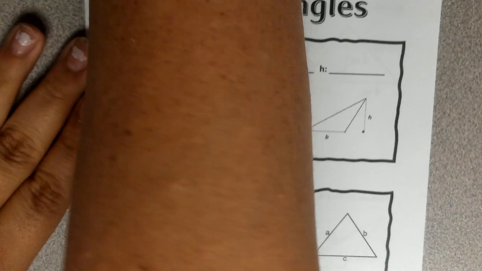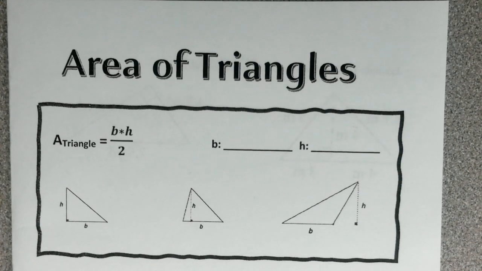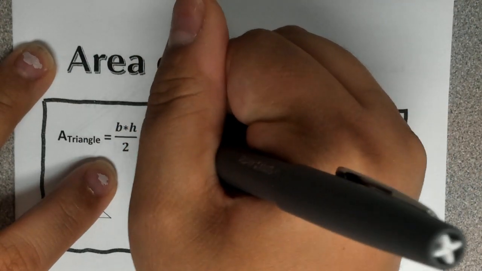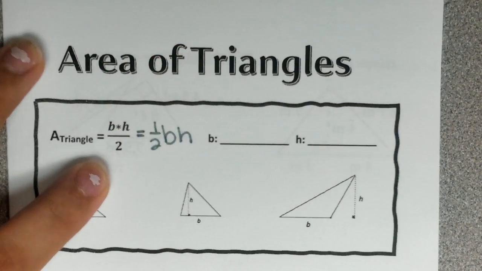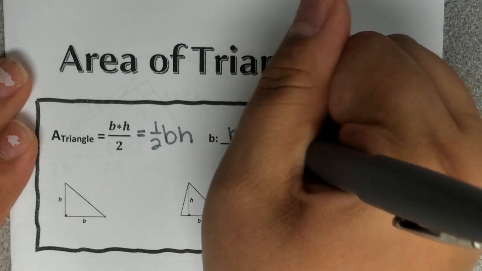All right, so today is all about area of triangles. We learned last unit the formula for area of a triangle is what? Base times height divided by 2, or I like to say 1/2 BH. What does B stand for? What does H stand for?